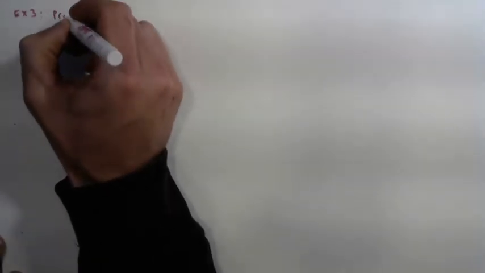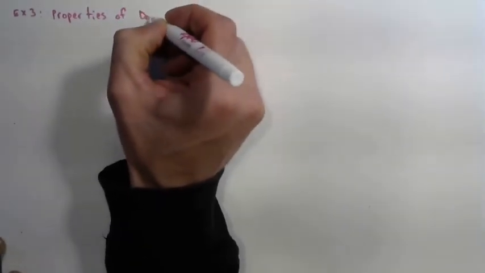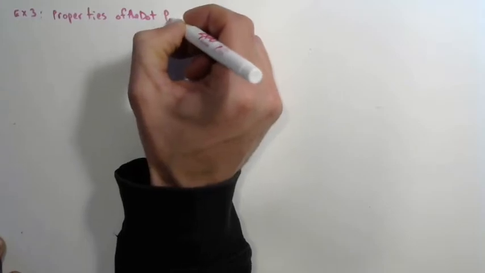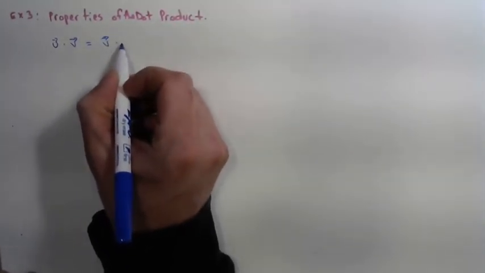For example 3, we're working with some of the basically algebraic properties of the dot product. And again, the properties are the same as always. You have the commutative property, which says you can kind of move things around: u dot v is equal to v dot u.